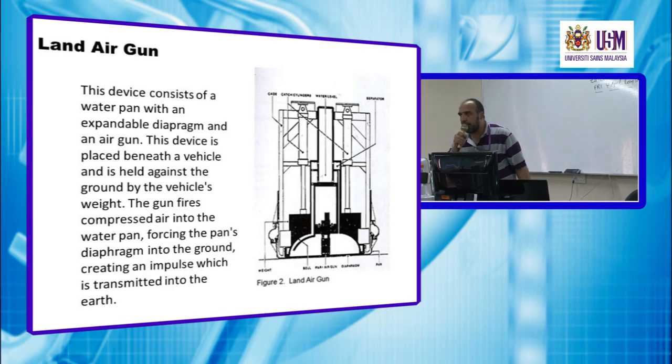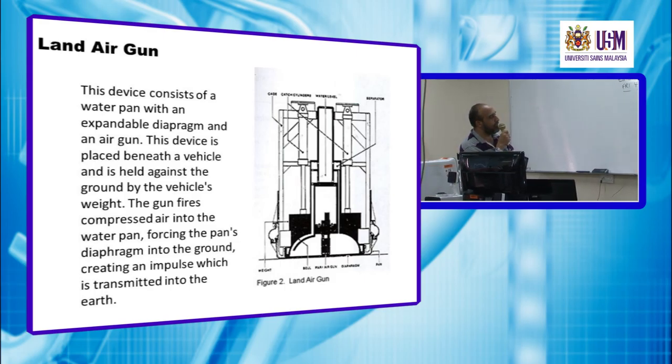We have also another impulsive source called the land air gun. This device consists of a water pan with an expandable diaphragm and an air gun. It is placed beneath a vehicle, a lorry for example, and is held against the ground by the vehicle weight, so the vehicle weight is pressing the air gun into the ground. The gun fires compressed air into the water pan, forcing the pan's diaphragm into the ground, creating an impulse which is transmitted into the ground.